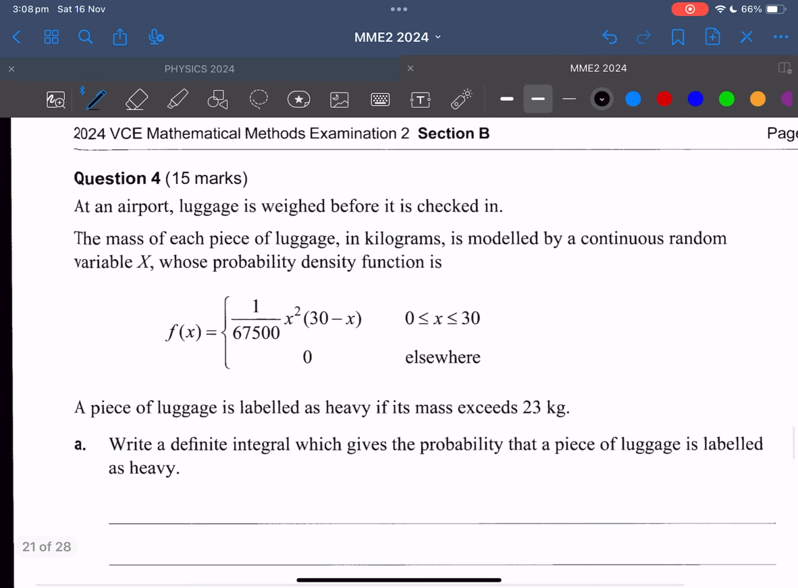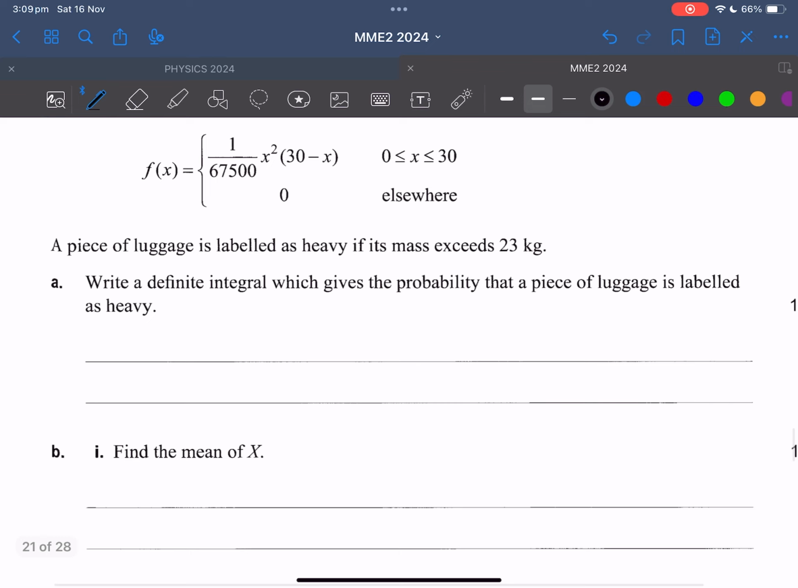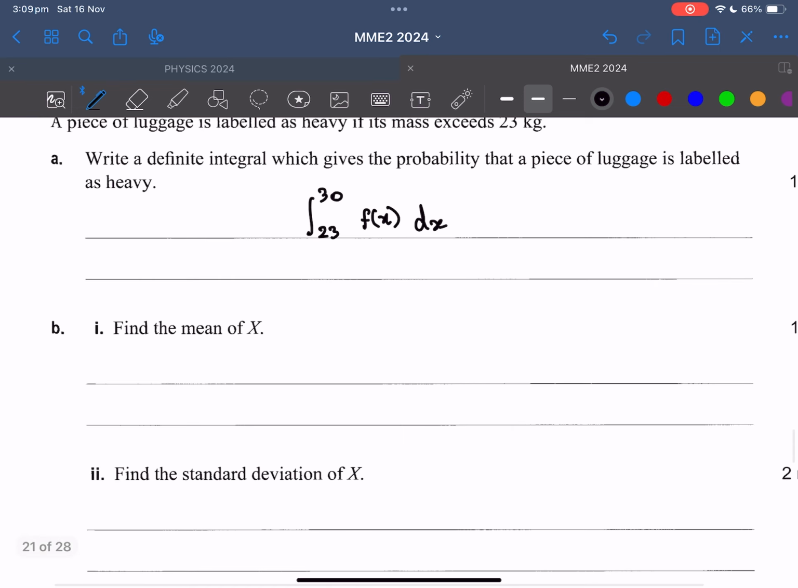Okay, question 4. At an airport, luggage is weighed before it is checked in. The mass of each piece of luggage in kilograms is modeled by a continuous random variable X, whose probability density function is this. A piece of luggage is labeled as heavy if its mass exceeds 23 kilograms. Write a definite integral which gives the probability that a piece of luggage is labeled as heavy. Okay, so that is just the integral from 23 to 30 of f of x dx.